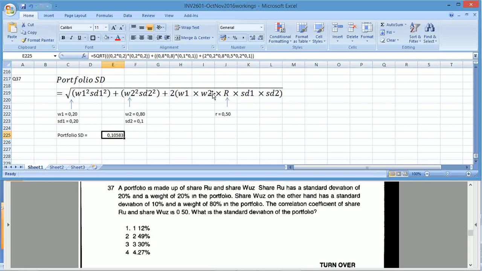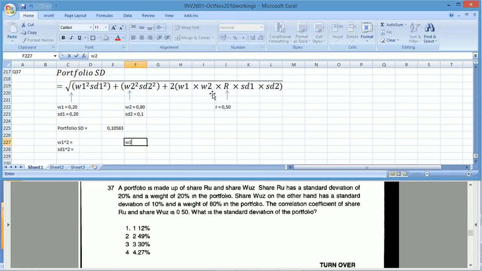Okay, let's do it on the calculator, not financial, the normal calculator. Okay, so square roots. Let's work out these values on their own. Okay, so W1 squared, W1 SD1 squared, and then W2 squared and SD2 squared. Okay, let's work out what those things are so I can put them into the formula. It might be easier to do it that way.